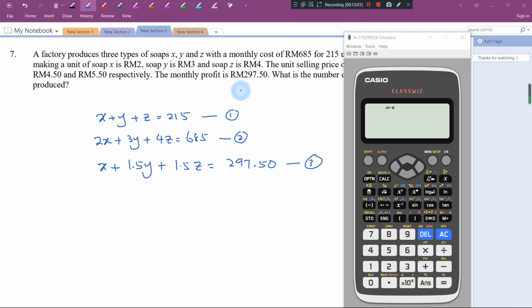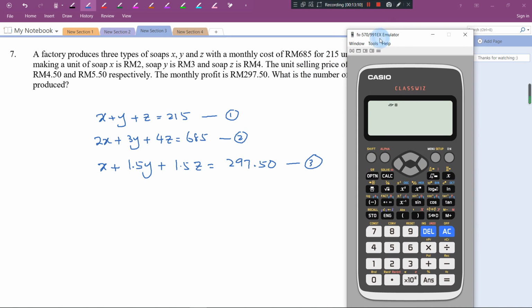Okay, let me check whether the equations are correct or not. The equations are correct. For this type of question, I suggest that before you start to do some calculations, it's better we use our calculator to help us get the answer first, because one wrong answer will make everything wrong. Let's use the calculator to help us solve this simultaneous equation first.